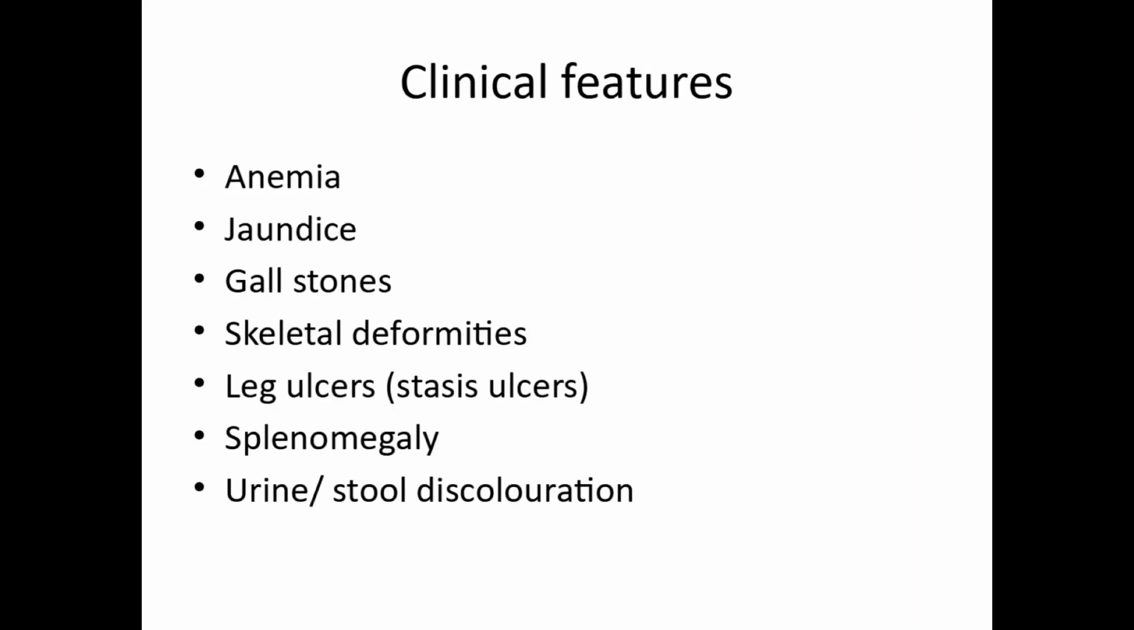First, there will be clinical features of anemia, various general features of anemia that you already saw in previous classes. Then there will be jaundice because bilirubin is more, that is why there is discoloration of sclera and skin. The next feature is the development of pigment stones, which are black colored stones in the gallbladder. So these are gallstones. Then we can assess skeletal deformities, which is seen in various inherited hemolytic anemias, leg ulcers, enlargement of spleen, and stool or urine discoloration.